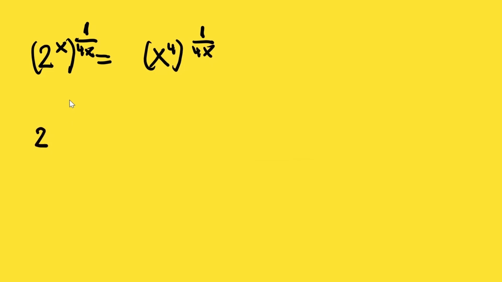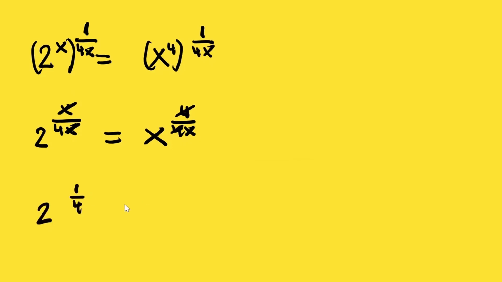We get 2 to the power of x over 4x. This x here is this one, because it has to go there. And on the right-hand side, we have x to the power of 4 over 4x. Now we can cancel some things out, for example, these two x's and these two 4's. We thus obtain 2 to the power of 1 over 4 equals x to the power of 1 over x.